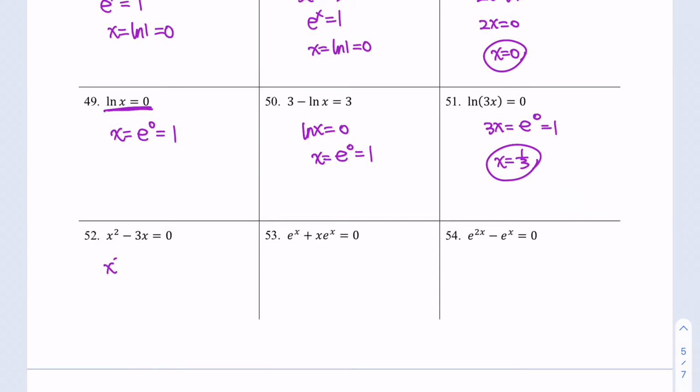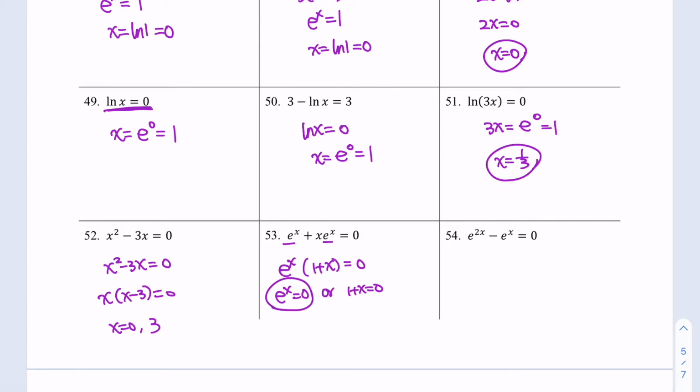X squared minus 3x equals 0. So we factor x out. X equals 0 or 3. This one, we have e to the x in common. Factor e to the x. So e to the x equals 0 or 1 plus x equals 0. E to the x equals 0, no solution here. So that's impossible. E to the x is always positive. So x equals negative 1. That's the only solution.